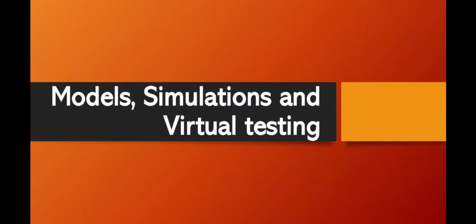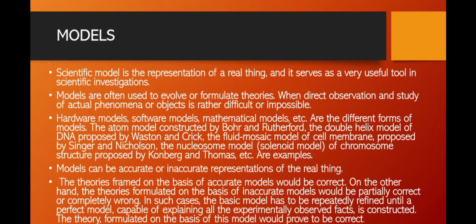Hi, today we discuss models, simulation, and virtual testing. A scientific model is the representation of a real thing, and it serves as a very useful tool in scientific investigation. Models are often used to evolve or formulate theories when direct observation and the study of actual phenomena or objects is rather difficult or impossible.